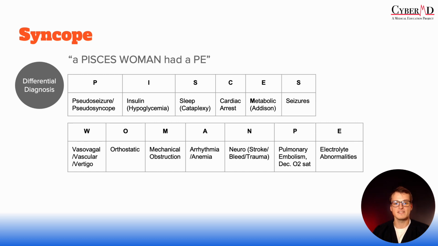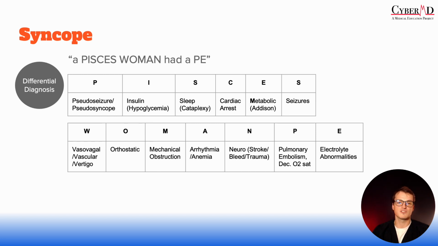The C in Pisces stands for cardiac arrest, which again is just the sudden cessation of cardiac activity, and that can cause loss of consciousness. And that diagnosis is going to be made with some sort of EKG and clinical assessment, maybe an ultrasound that shows you no cardiac movement or cardiac activity on that ultrasound of the heart.